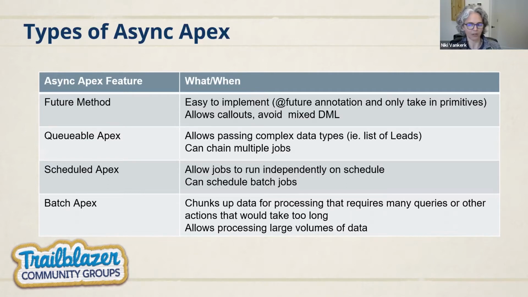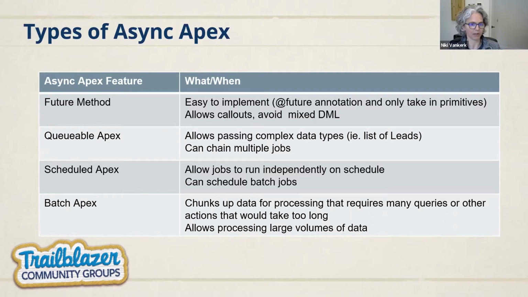You just put @future as an annotation, and I'll show you what that looks like. The only difference is that you aren't allowed to pass a list of leads, let's say, into the method, or a map of accounts or anything. You have to only pass what they call primitives, which are IDs, strings. You can pass integers, but I can't imagine why you would. So you're only allowed to send a future method a list or a set of primitive values. So that's the one downside.